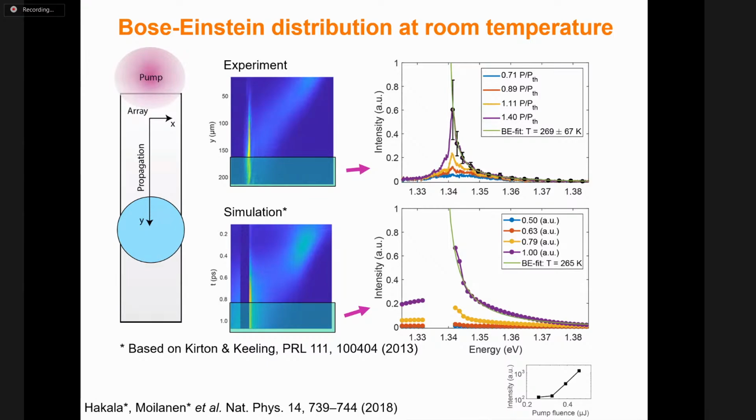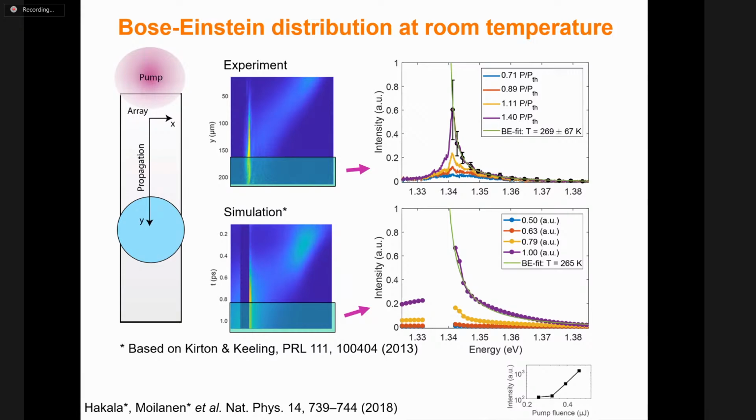And this was just the first demonstration of the Bose-Einstein condensate, and I will soon show you results in the strong coupling case where this thermalized kind of thermal wing or thermal tail of the population, or the Maxwell-Boltzmann distribution, is more evident. But I will also mention here that we also simulated this using the Kirton and Keeling model of photon condensation, and we find an agreement with the experiment.